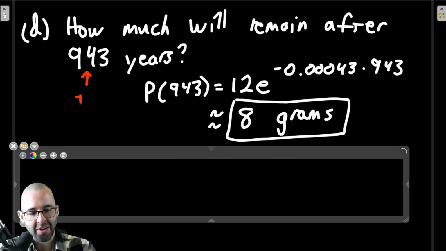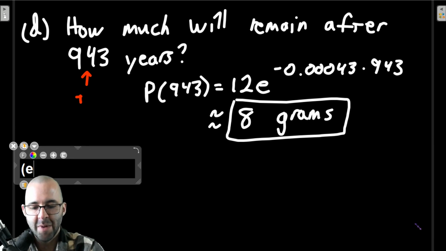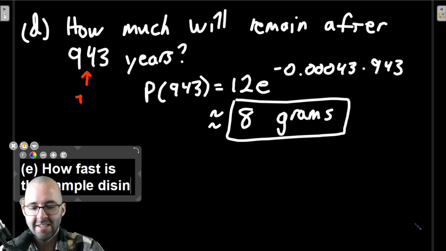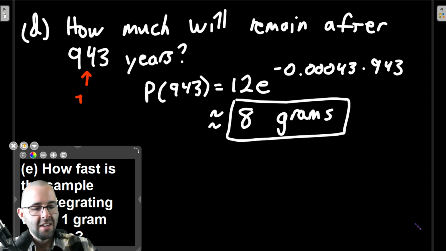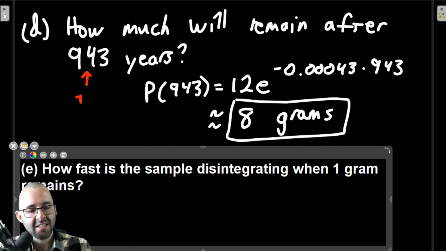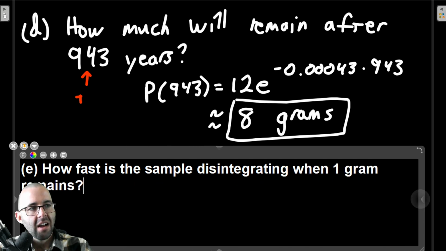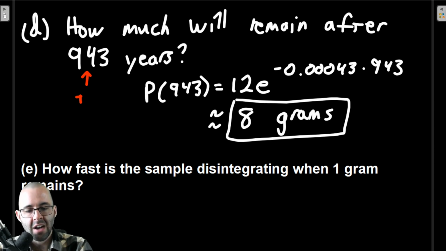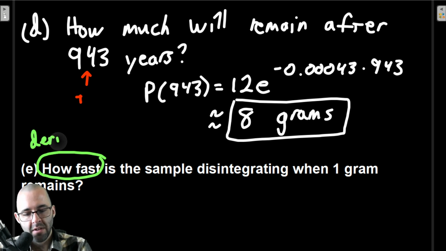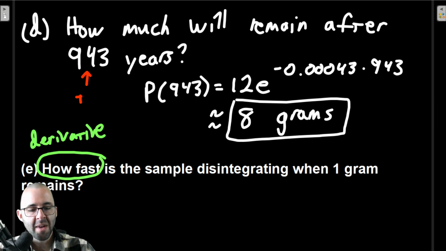How fast, part E, how fast is the sample disintegrating when 1 gram remains? So right off the bat, how fast? That means derivative, rate of change. Identify that right there. How fast? Derivative. Very important thing to see. How fast is it changing when 1 gram remains?